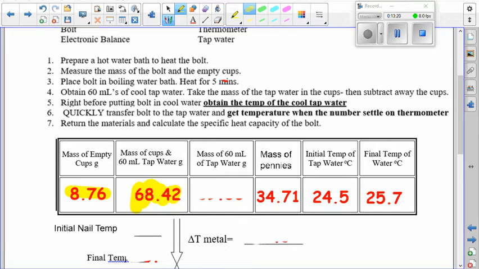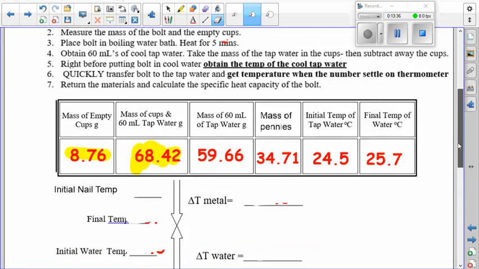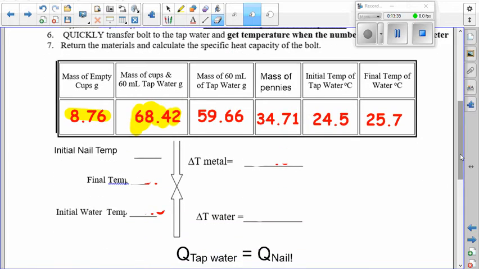Yeah, I want to subtract those two. So what did you guys get? 68.42 minus 8.76, what do we get? 89.66? Oh, okay. I was like, what? All right, she's lost it. Okay. Yep, there you go. 59.66.